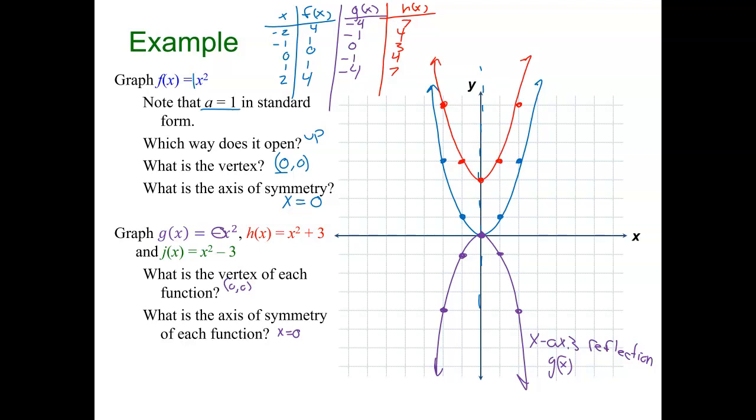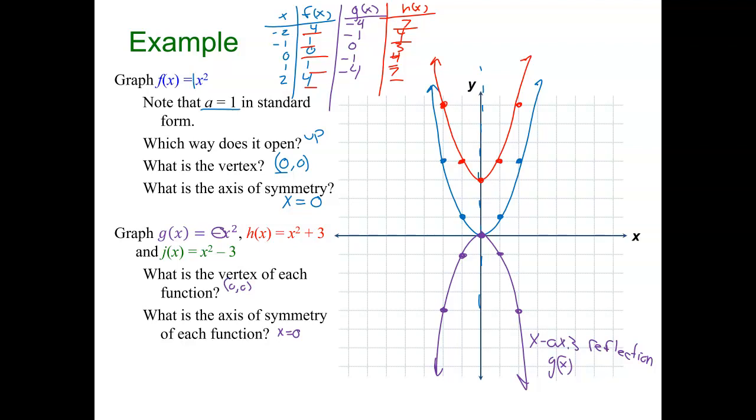What happened to my graph? It went up. How far? 3 spaces. Notice, what's the difference between this y value and that one? It added 3. What about that one and that one? And that one and that one? So we take the y value of our parent function and just add 3. So h of x is just adding 3 to the y value.